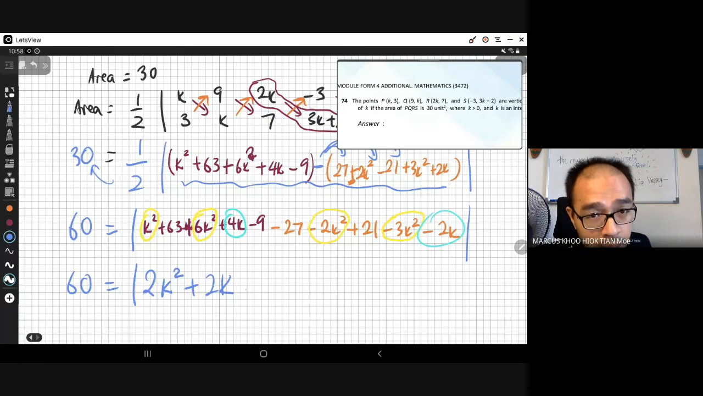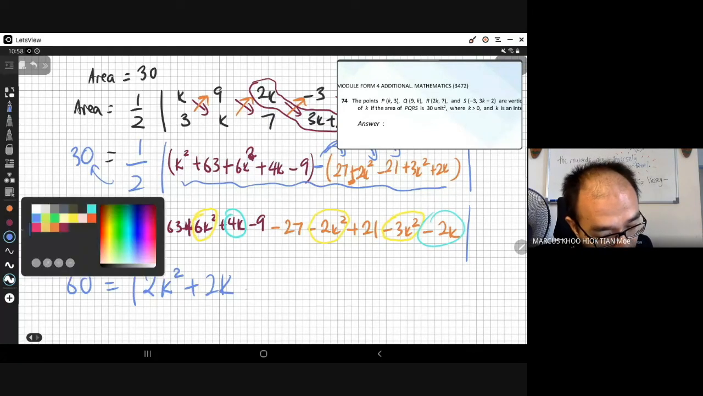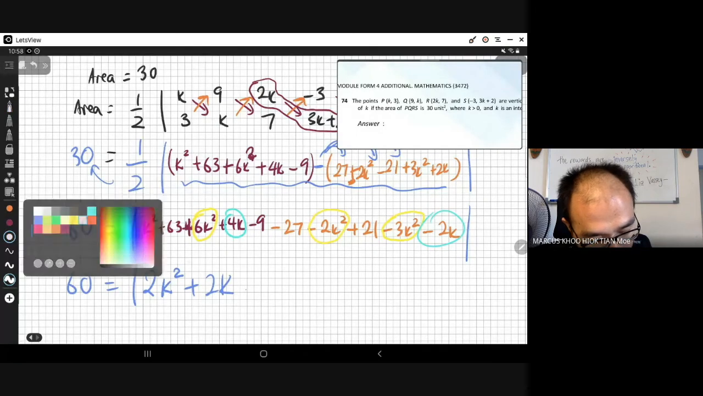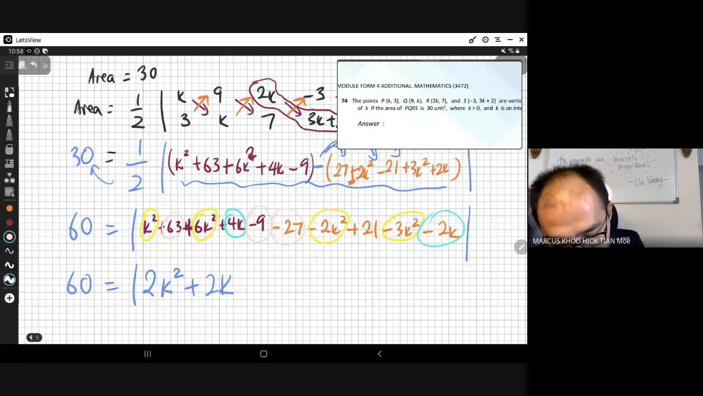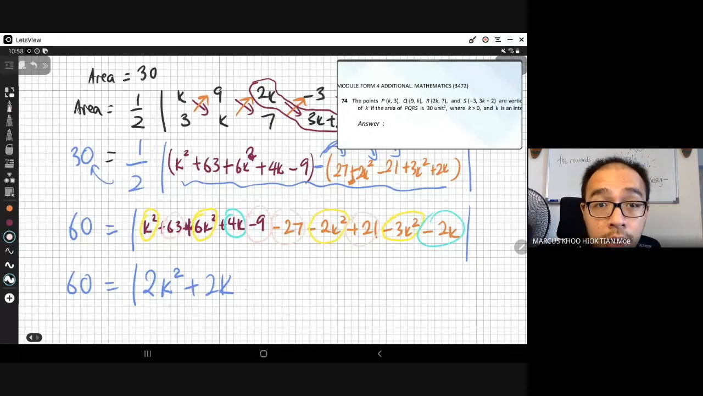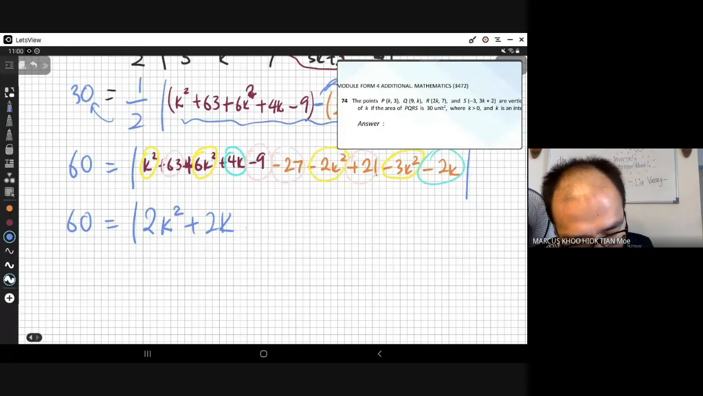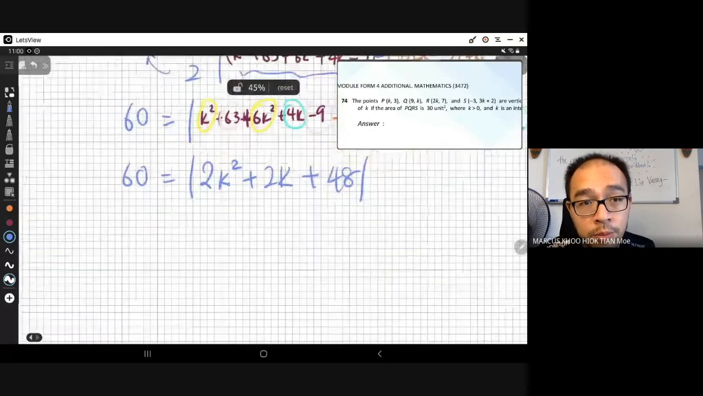Okay, now we're left with all the numbers. I'm going to use pink color. 63 minus 9 minus 27 plus 21. Okay, Benedict, what am I left with? Yeah, okay, it will be 48 plus 48. Okay, so we come to this same problem again.